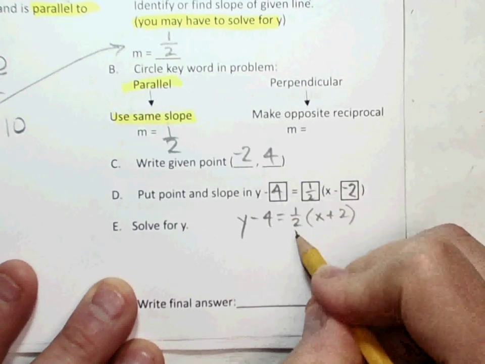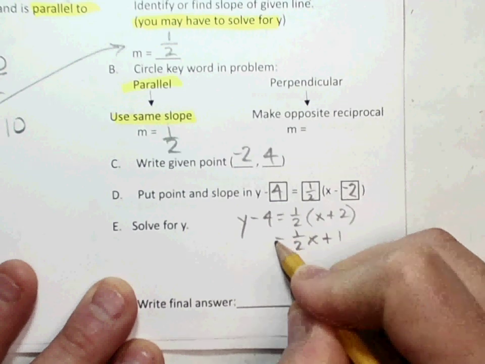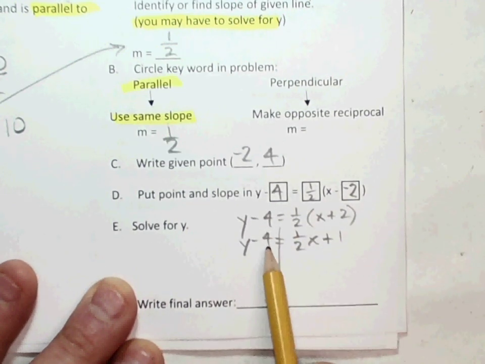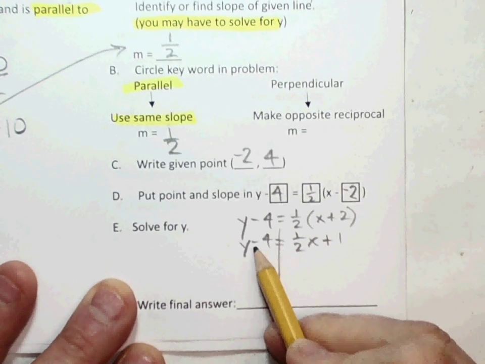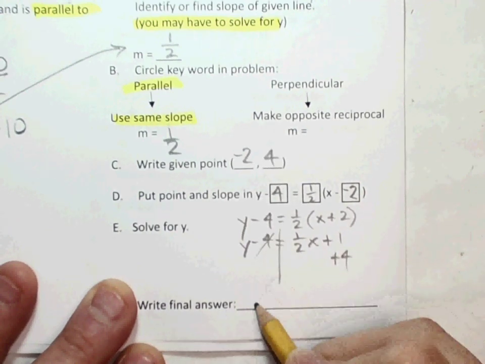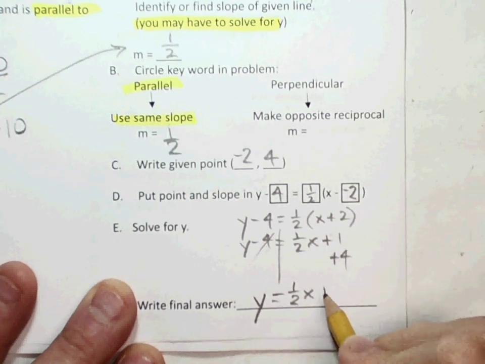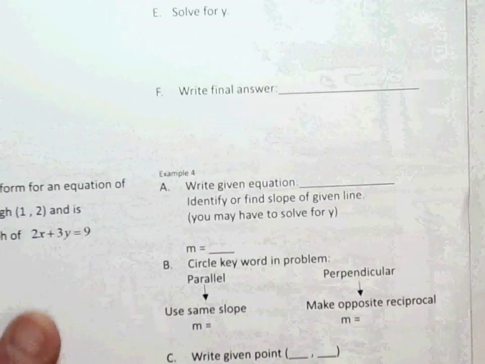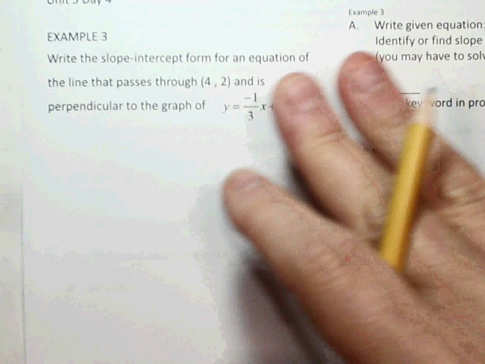So distribute, 1/2 times x is 1/2 x. 1/2 times 2 is 1. And all I got to do now is change the side of this -4. -4 over here becomes +4 over here. My answer, y equals 1/2 x, and that's 1 plus 4, which is 5. There you go.